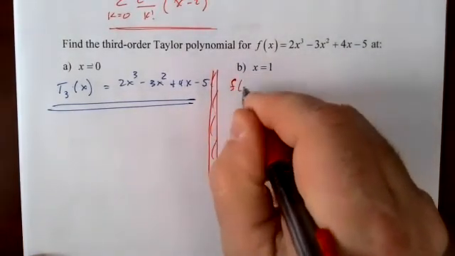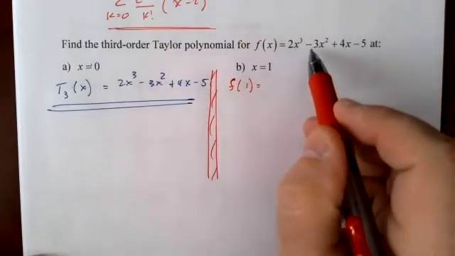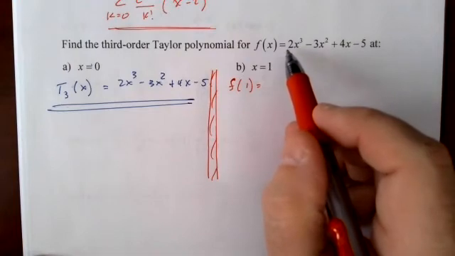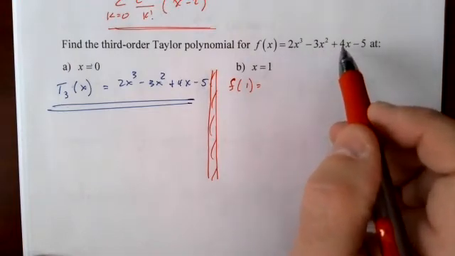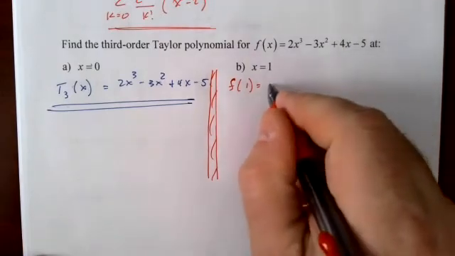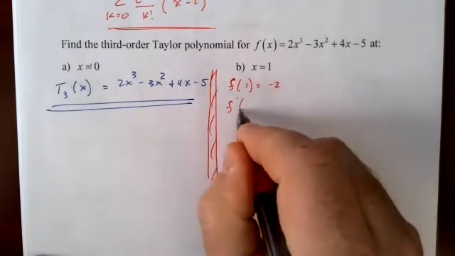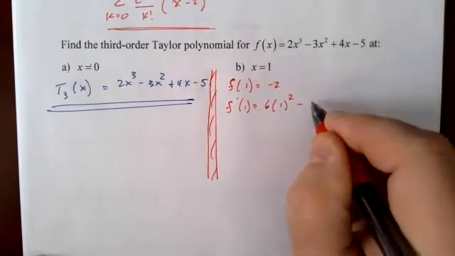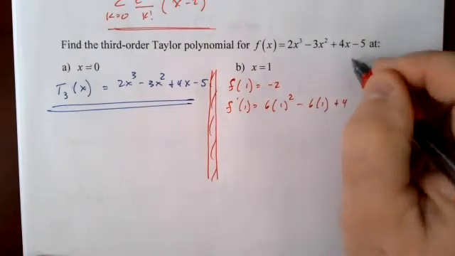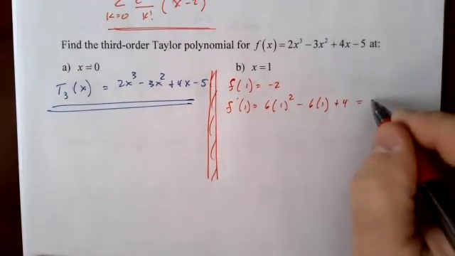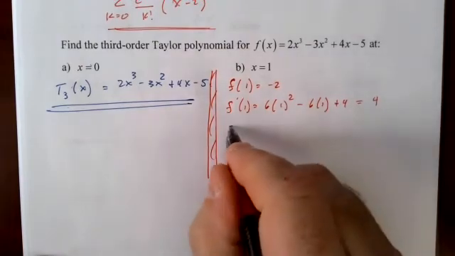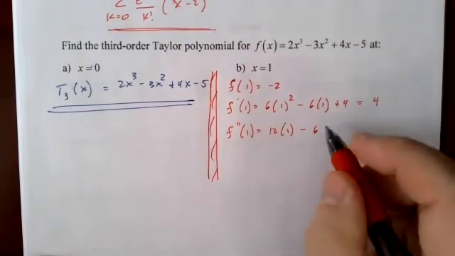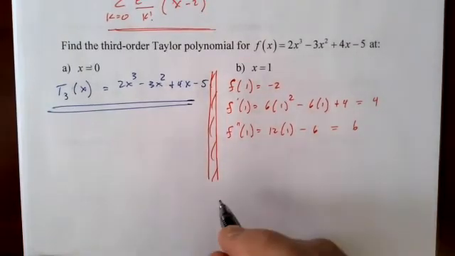What is f of 1? 2 minus 3 plus 4. Sorry, it's hurting me to do all this hard math here. 2 minus 3 is negative 1, plus 4 is 3, minus 5 is negative 2. F prime of 1: 6 times 1 squared minus 6 times 1 plus 4, that's dropping out. 6 minus 6, see ya, 4. F second prime at 1 is 12 times 1 minus 6, that's dropping out, 6.